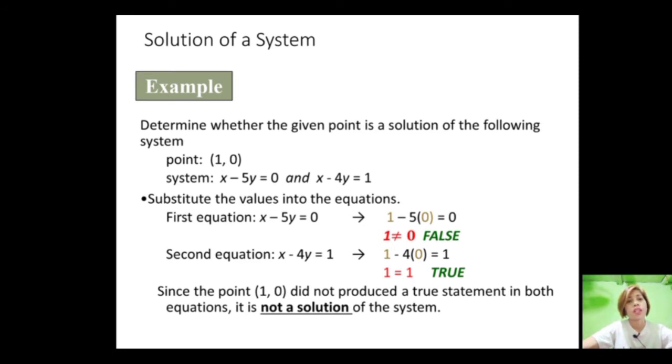However, since the point (1, 0) did not produce a true statement in both equations, it is not a solution of the system. So, kailangan po natin dalawang true statement. Pero since isa lang po dito yung true, automatic, the given point is not a solution of the system. So, tandaan natin, magiging solution lang siya kung dalawang true statement. Meaning, sa first equation true, and the second equation is true. Pag may isa lang po na nag-false, automatic, it is not a solution.